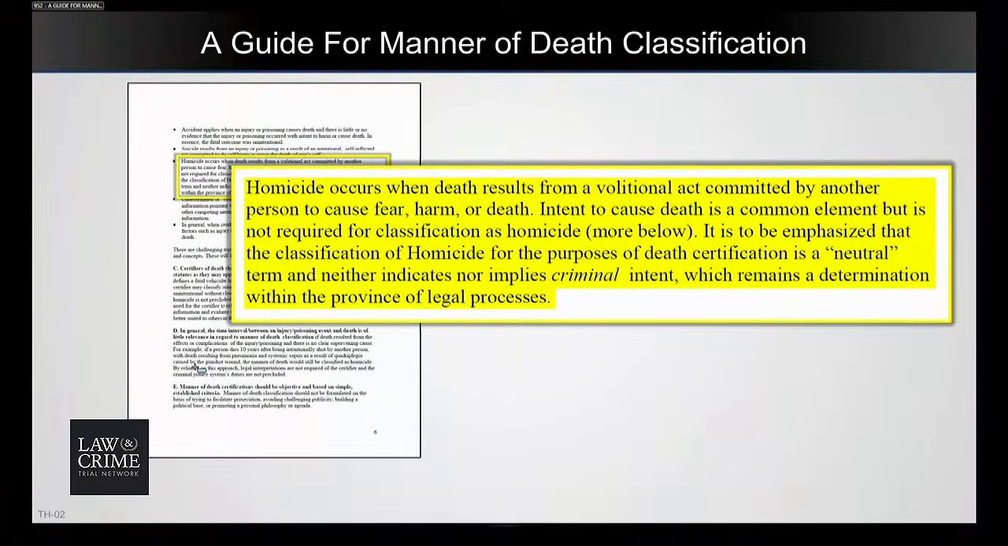So Brett, if we could go to the next slide. So Doctor, could you read this in for the record? Homicide occurs when death results from a volitional act committed by another person to cause fear, harm, or death. Intent to cause death is a common element, but is not required for classification as homicide more below. It is to be emphasized that the classification of homicide for the purposes of death certification is a neutral term and neither indicates nor implies criminal intent, which remains a determination within the province of legal processes. And you agree with this? Absolutely. It's a guideline you follow? Yes. And have you followed this kind of a guideline for the years you've been a medical examiner? Yes.